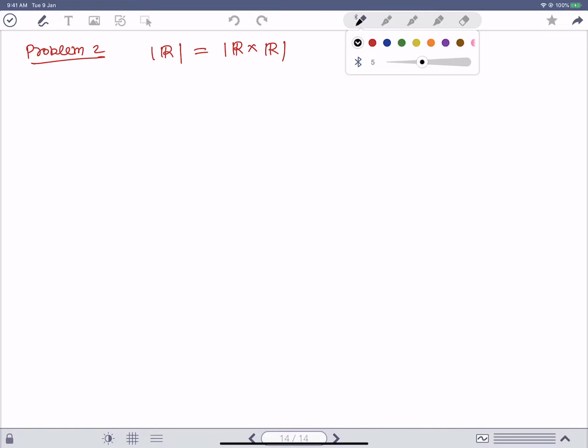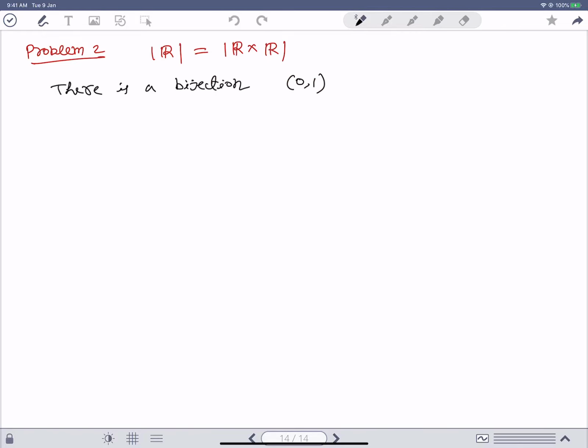First of all, observe that we have a bijection from the open interval (0,1) to R. We have shown the bijection, so we can write again x going to (x minus half) divided by x times (x minus 1). So this is a bijection from the open interval (0,1) to R.